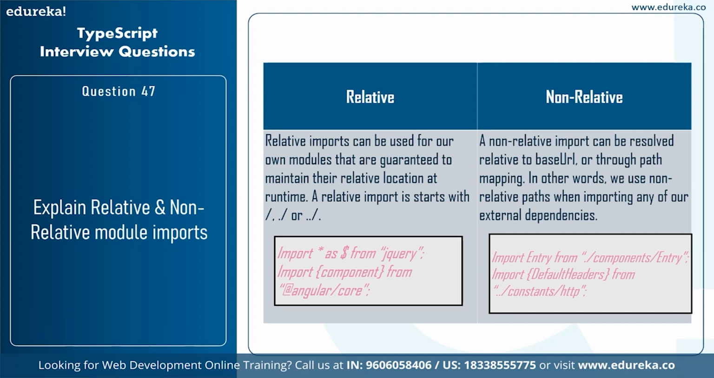So in the relative section, you can see that you can import any entry from your ./components/entry, or you can take any default headers, that is ../constant/http. But in the case of non-relative, you can import $ from jQuery, or import component from @angular/core, or from anywhere that you're accessing, basically through path mapping.